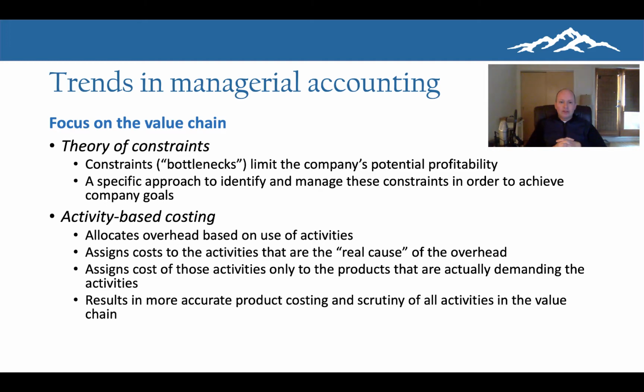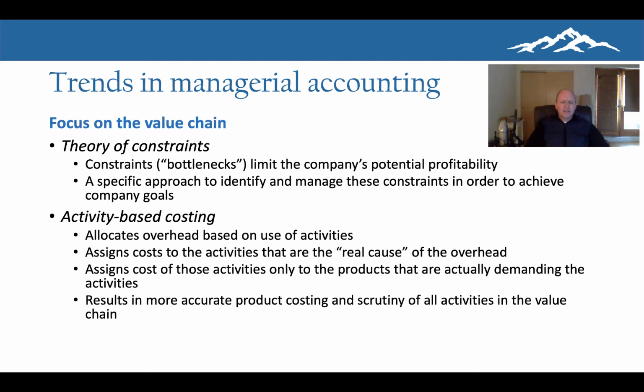A couple more things on the value chain. There's the theory of constraints, which is the theory that bottlenecks limit your company's potential profitability. So, a constraint could be physical. It could be an assembly line. It could be not enough employees. But not necessarily physical. A constraint could be a knowledge limitation. Maybe your company doesn't know how to do things. Maybe you don't have the appropriately trained employees to do things. And so the theory of constraints says you need to identify and manage these constraints to help achieve your company goals.